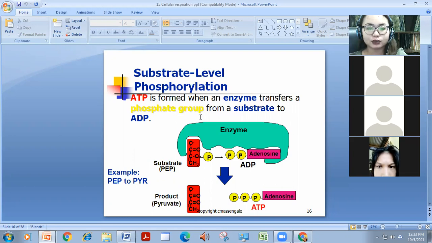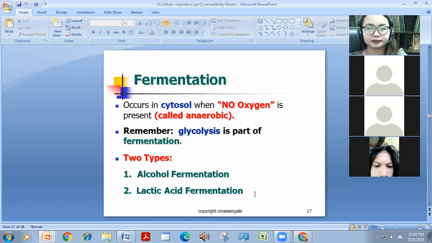In substrate level phosphorylation, the ATP is formed when an enzyme transfers a phosphate group from a substrate to ADP. For example, we have PEP to pyruvate, where the substrate PEP, with the help of an enzyme, becomes the product pyruvate.